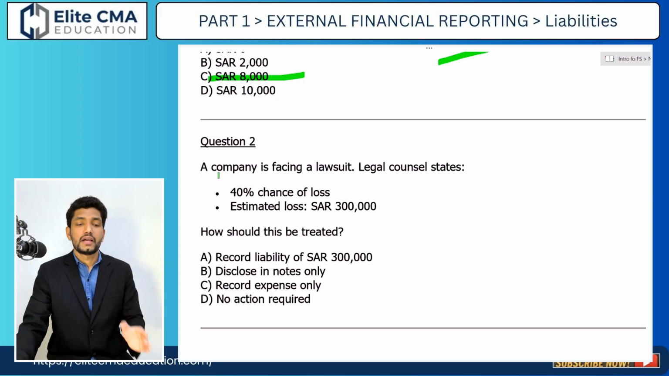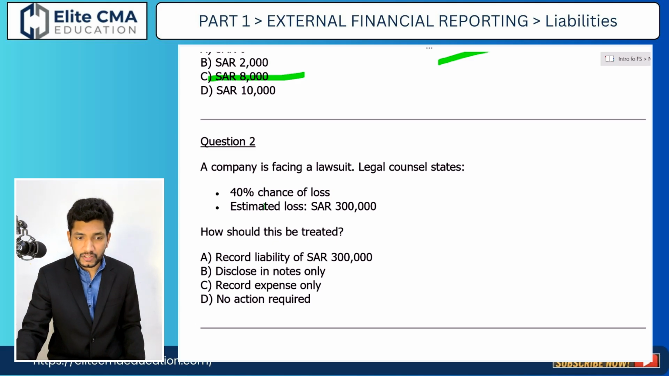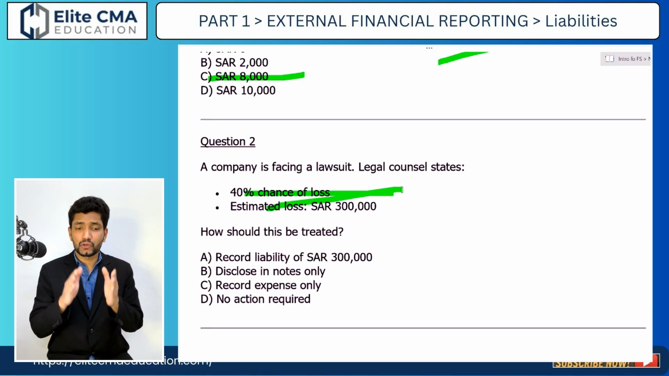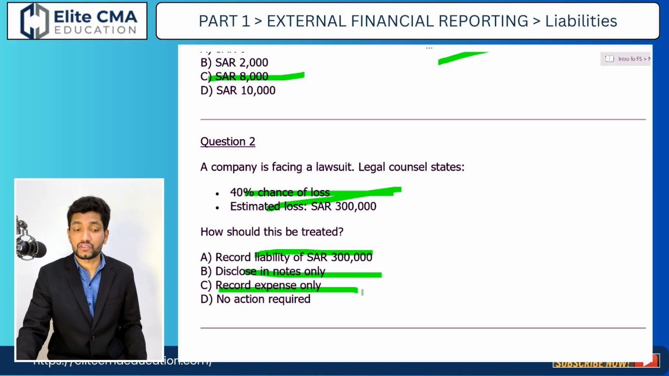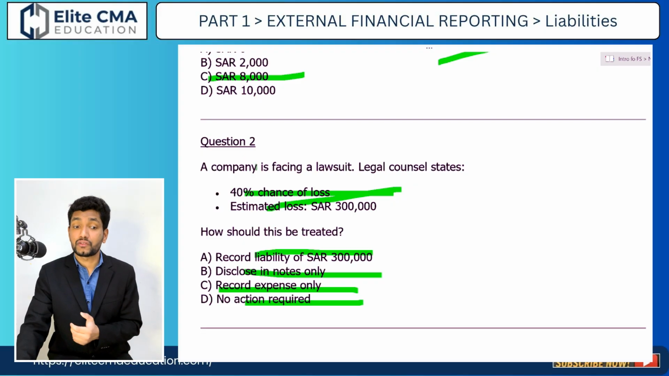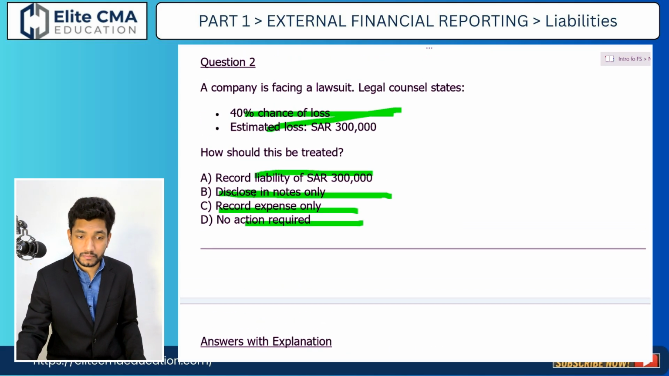Then question number 2. A company is facing a lawsuit; legal counsel states a 40% chance of loss, and the estimated loss is 300,000. How should this be treated? Option A, record a liability of 300,000. Option B, disclose in notes only. Option C, record expense only. Option D, no action required. In this case the probability is low because there is only a 40% chance of loss and a 60% chance of winning. So it should be disclosed in notes only. No need to recognize a liability in this case. So option B is the right answer.